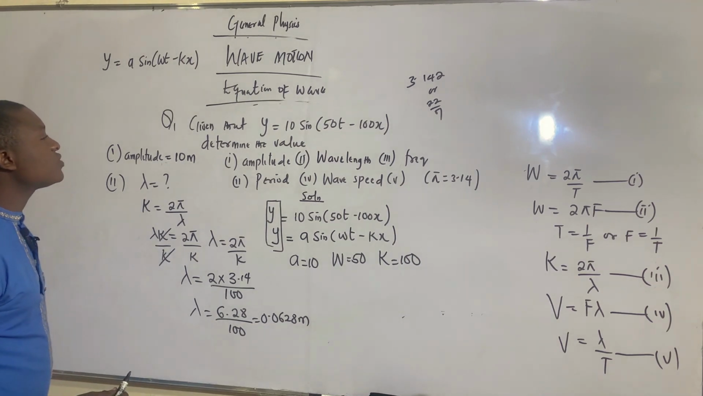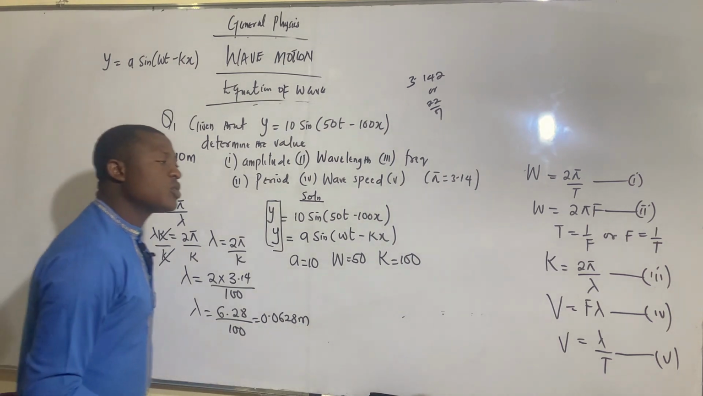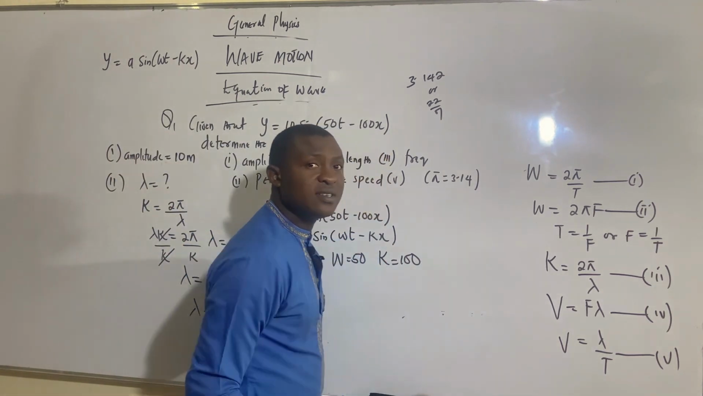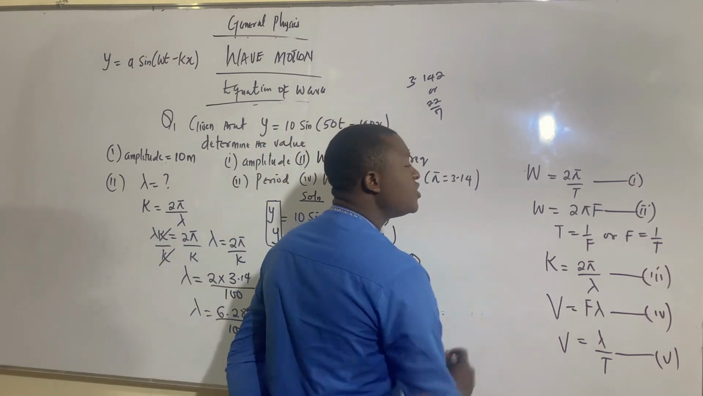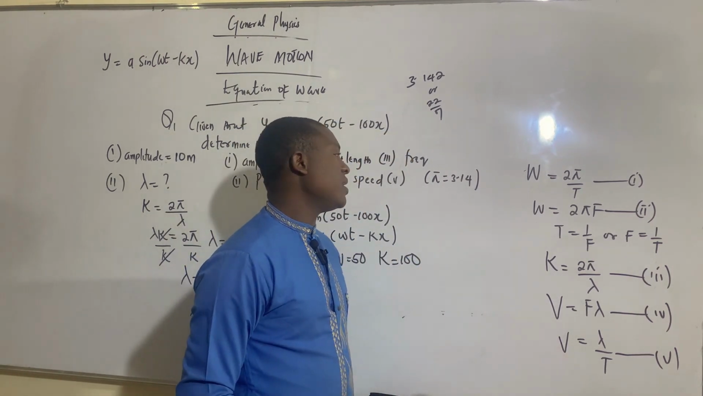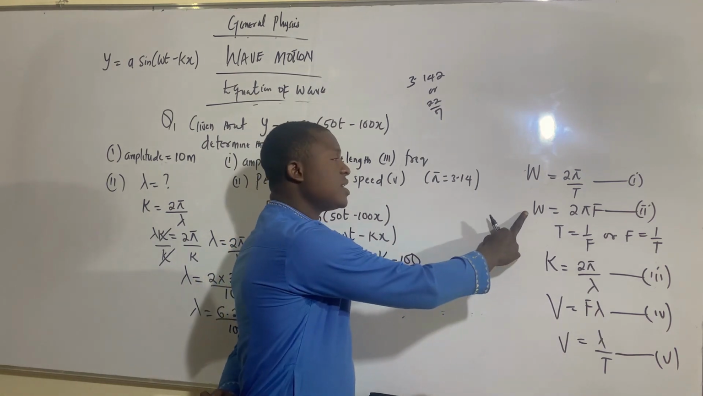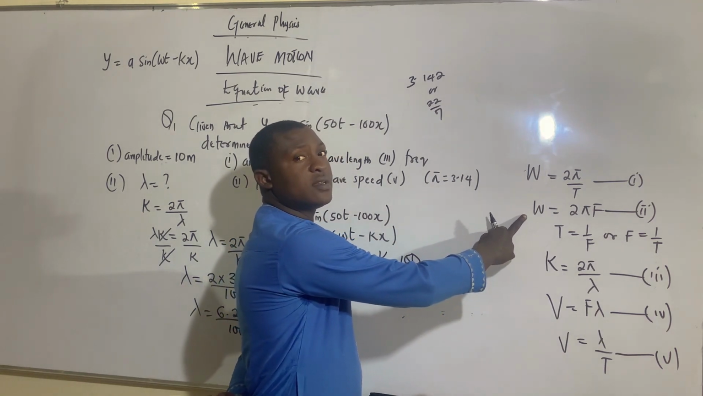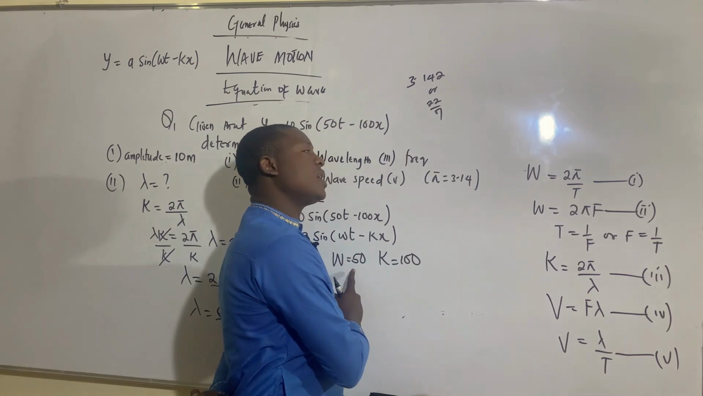So let's check the next question. They said to find the frequency. So can we apply this equation? No, because the value of the wave speed is not known. Which one can we apply? Check. Can we apply this second equation? Yeah, good, because the value of our omega is known.